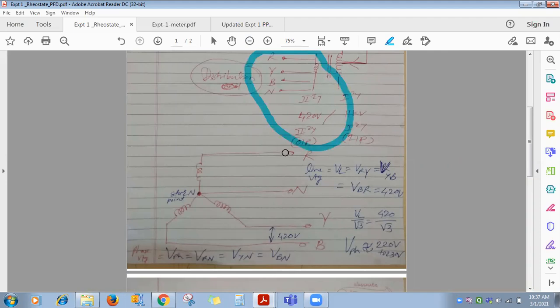Star connection means what? See, first winding is the R phase winding. Second winding is called the Y phase winding, and third winding is called the B phase winding. Someone asked what do you mean by three phase and single phase? Now here is the concept. Concentrate here. These three windings on the secondary of the transformer are connected in star.